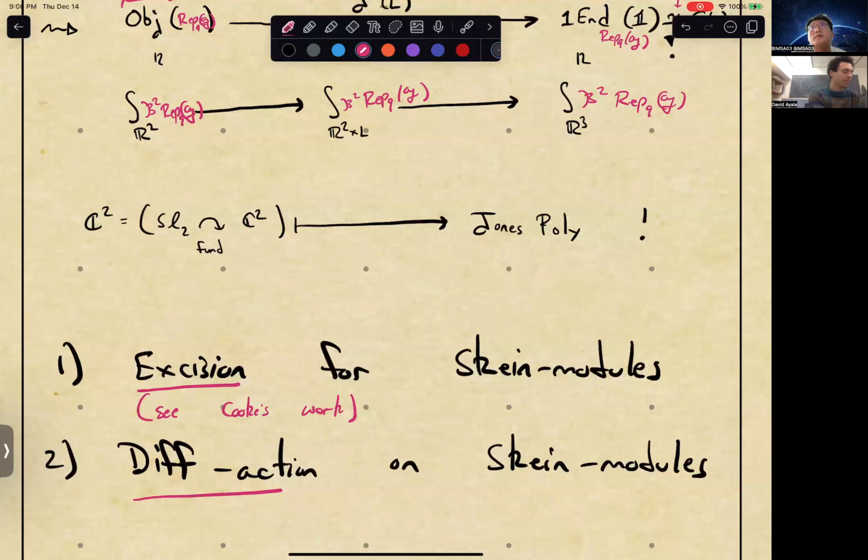So will you be able to use excision to compute the factorization homology for, let's say, closed 3-manifolds as a result of link surgery? Certainly. In principle, yes. To actually compute it, I think would be involved.